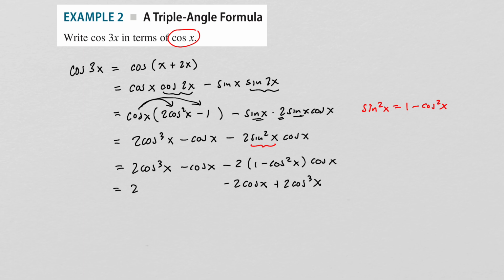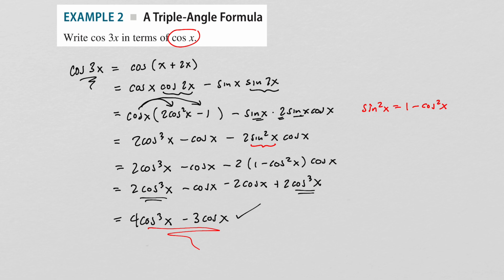And of course, we still have these terms here. Combining like terms, we have 4 cosine cubed minus 3 cosine of x. And we have successfully written cosine of 3x exclusively in terms of cosine of x. And again, this is more just an algebraic exercise more than anything else.